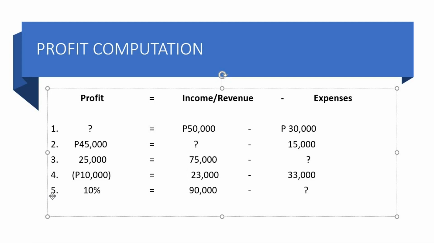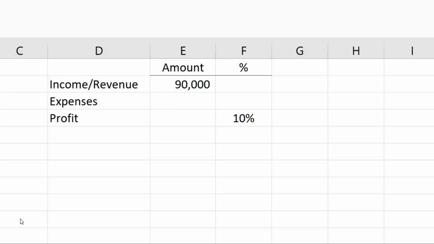Next, we have number 5. So, ito, percentage na lang yung binigay. So, how do we compute for this? So, to continue, this is the given data. You are given the income, which is 90,000, and the percentage of the profit, which is 10%.